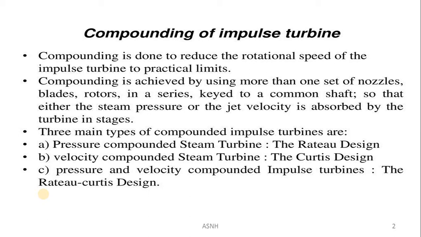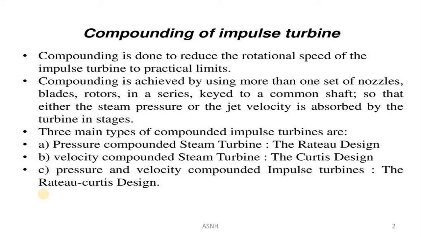So compounding is done to reduce the rotational speed of the impulse turbine to practical limits. Take an example: suppose the steam pressure is more than 200 bar. When it strikes the surface of the blade, the blade absorbs that kinetic energy and starts rotating, and the speed of that turbine is more than 2000 rpm. So it is very important to reduce that rotor speed in order to protect it from mechanical damage. That's why compounding is done.